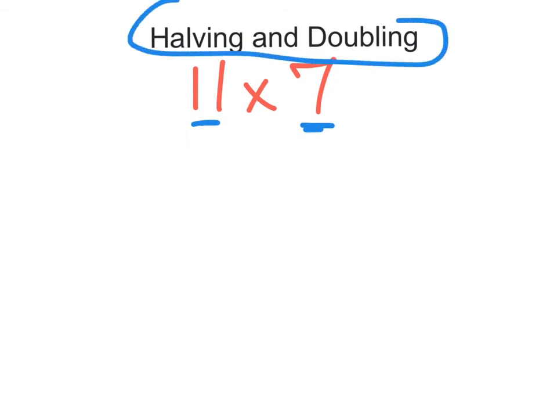All right, let's try one more question for you. Halving and doubling. 11 times 7. Well, I can't cut 11 in half because it's an odd number. And I can't cut 7 in half because it's an odd number. What am I going to do? I guess for this one, you just have to come up with a different strategy, because halving and doubling works best when you have at least one even number that you can cut in half.